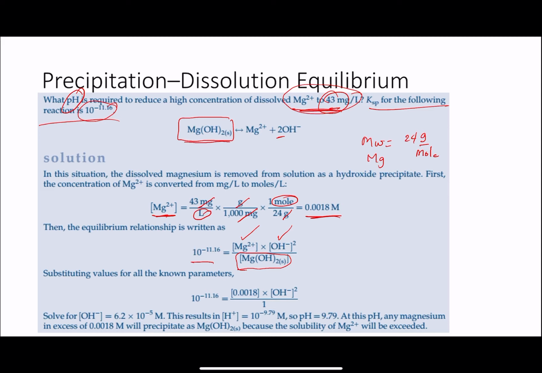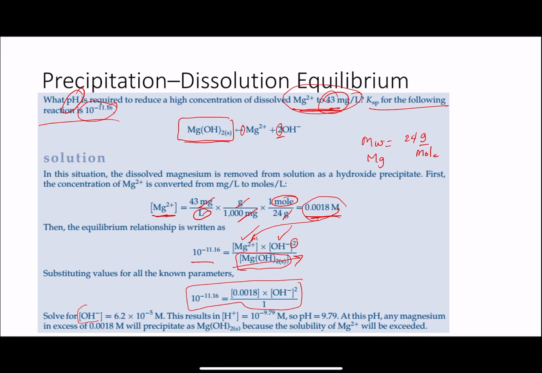Again, in Ksp, we cancel this, make it 1. Remember the square? Why? Because there are 2 moles of OH-. Here there's no 2 mole, there's 1 mole, so we put it 1, or just take it off. Now, we need to know pH, so we need to find OH first. Mg2+, we found it here, we put it here. That's it now. So the equation would be like this, and then we could find OH.